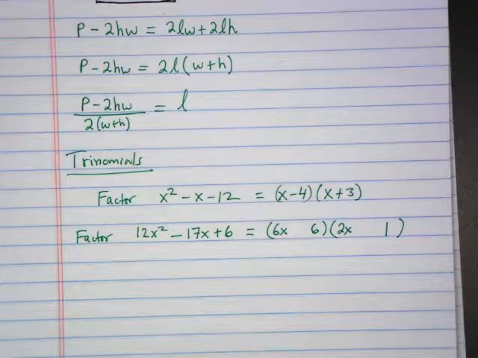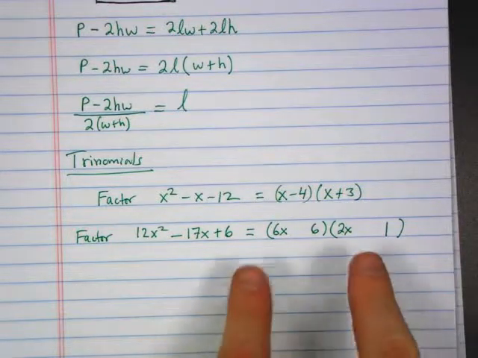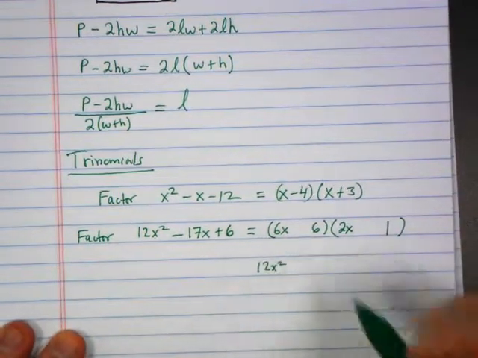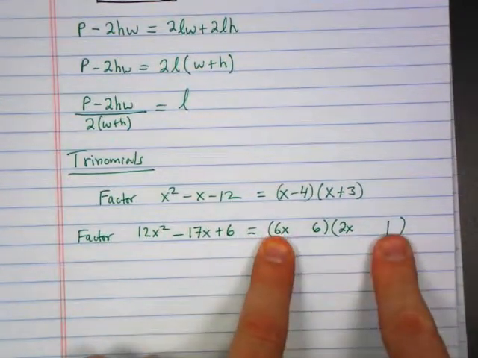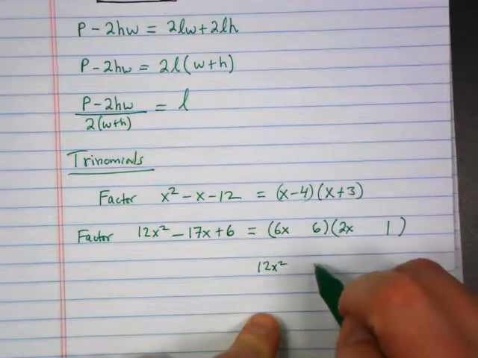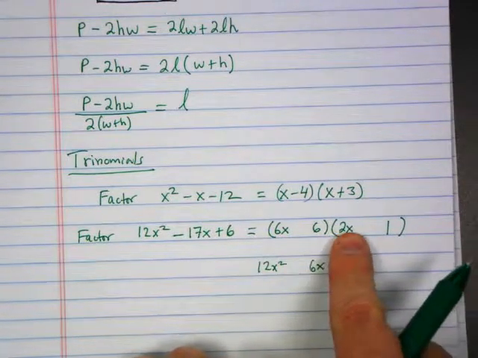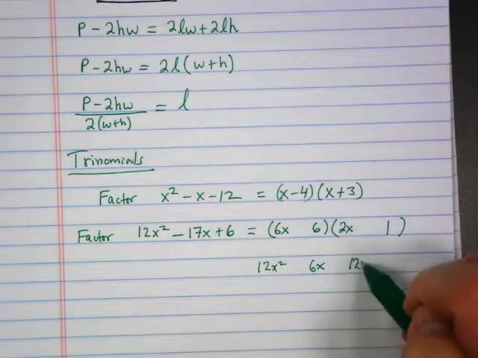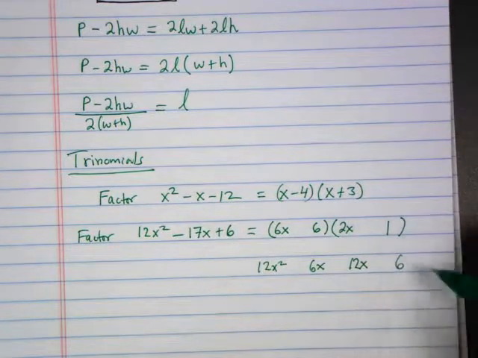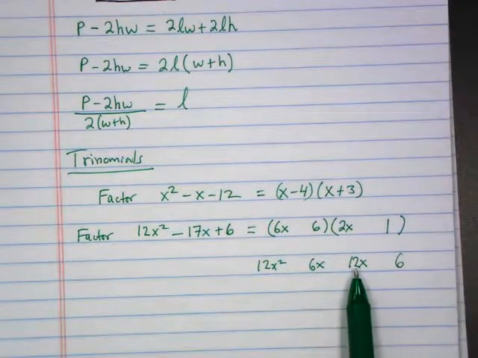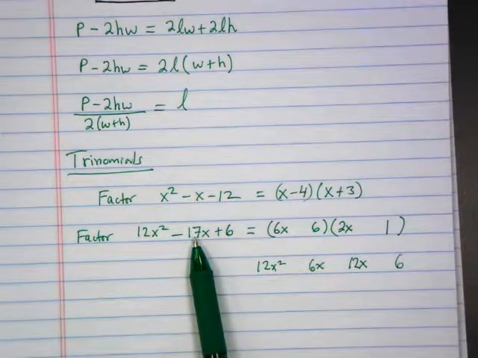Now you just have to see if you can make it work. What I mean by make it work is, this gives me 12x squared. On the end, I would have 6x, and here I would have 12x, and then a 6 on the end. Is there any way I can manipulate the signs so that the 6x and the 12x will give me a negative 17? No. So what does that mean? It's wrong.